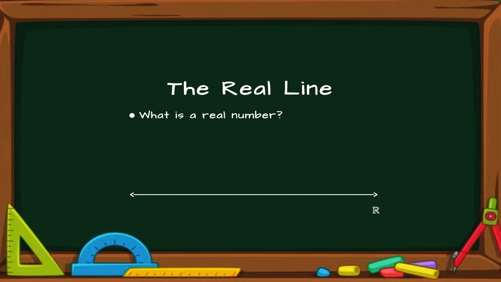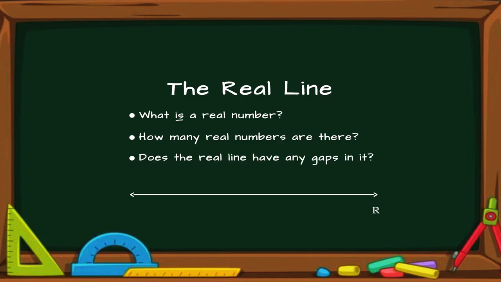Although you've likely been working with number lines for a long time, I'd like to underscore the fact that the real line is indeed a very complicated structure, and it's easy to ask simple questions about the real number line that turn out to be very difficult to answer. Consider, for instance, the question, what is a real number? Or the question, how many real numbers are there exactly? Or the question, does the real line have any gaps or holes in it?